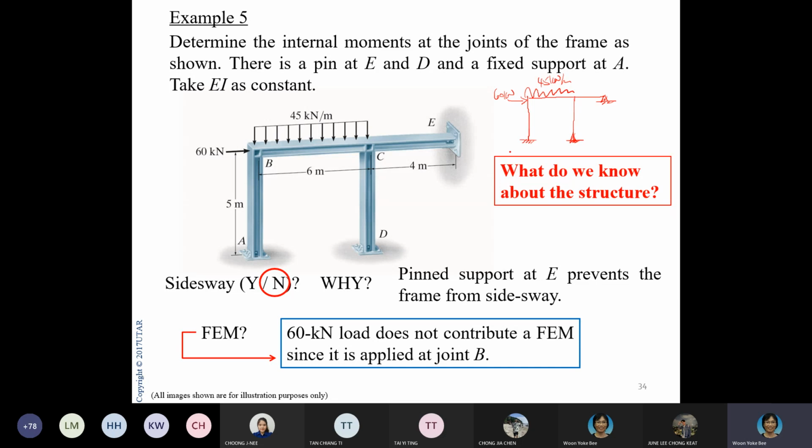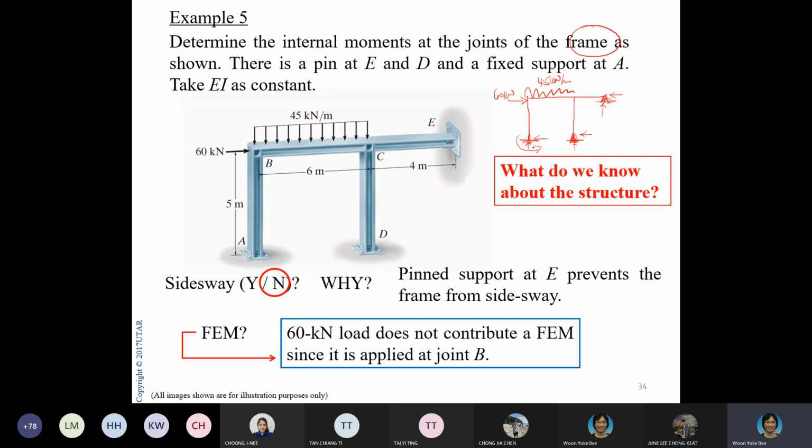So anyway, what do we know about the structure? First, because it is a frame, we need to establish whether there is a side sway. So you look at this diagram, look at all the joints, because you can only restrain the structure at the joints, right? At the supports. So look at this support, look at this support, and look at this support. It is restrained here in this direction and this direction. It is restrained here in this direction and this direction, right? This one is here, here, here.